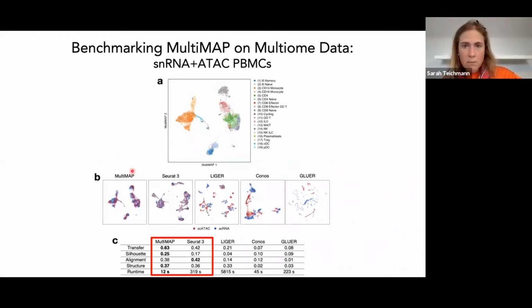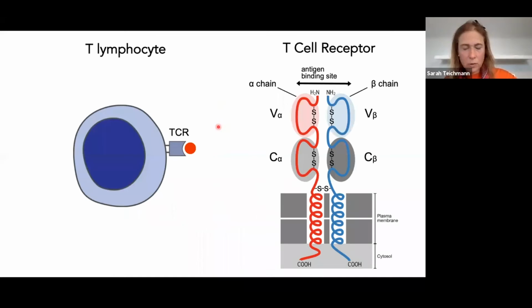So, this is just the summary again of showing the clustering of RNA and ATAC on this gold standard multi-ome data set. Of course, if we had all modalities on every single cell, we wouldn't need MultiMAP or any other integration method. But a lot of the time we don't have this, but this can provide basically a gold standard benchmark. I'm going to finish off now by showing you an example of the utility of MultiMAP on T cells, which are my favorite cell type.